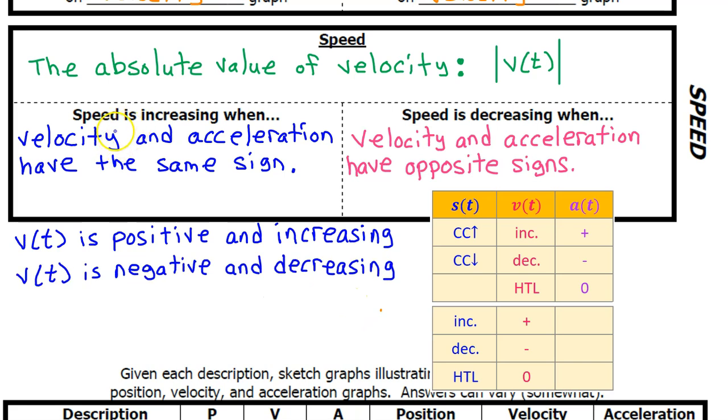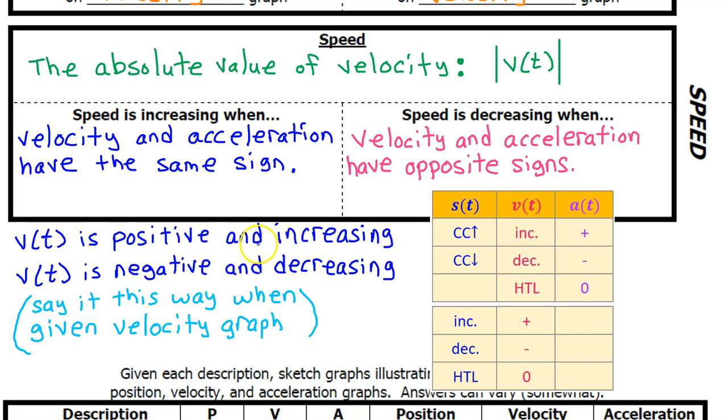Putting it all together, we can say that speed is increasing when velocity and acceleration have the same sign, which is to say that velocity is positive and increasing, or velocity is negative and decreasing. I'm teaching you this second way of saying it because we have learned that our justifications must always be based on the graph that we are given. So if we are given a graph of velocity, we can't be mentioning acceleration. So the only way to say that speed is increasing would be to say that velocity is positive and increasing, or velocity is negative and decreasing.